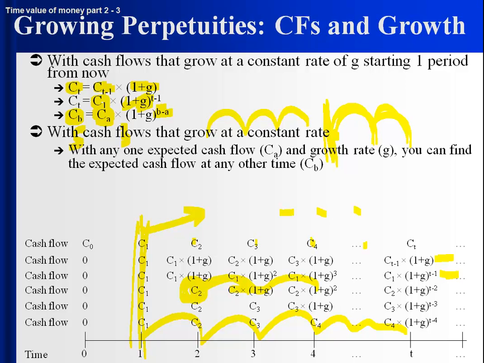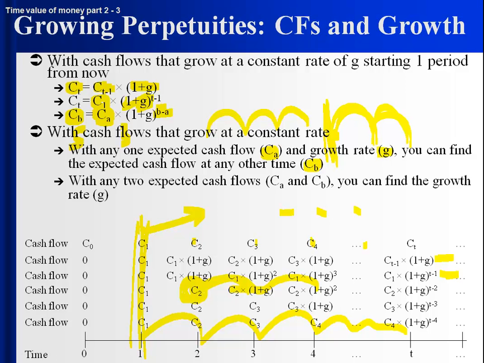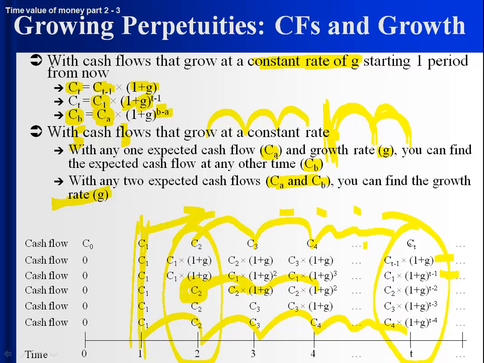So by knowing this, that if we have one cash flow and a growth rate, we can find the expected cash flow at another point in time. We also know that if we have any two expected cash flows, we can find the growth rate. Again, we're assuming we're in a place where there's constant growth rate. So if we knew what C2 was and we knew what C8 was, we could figure out what the growth rate is to get us from C2 to C8.